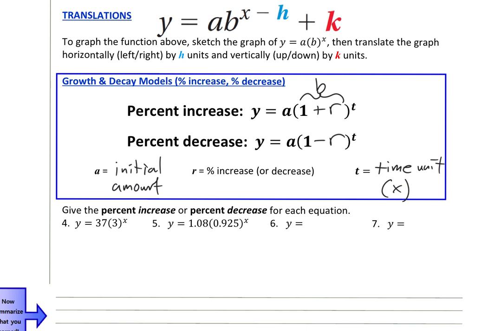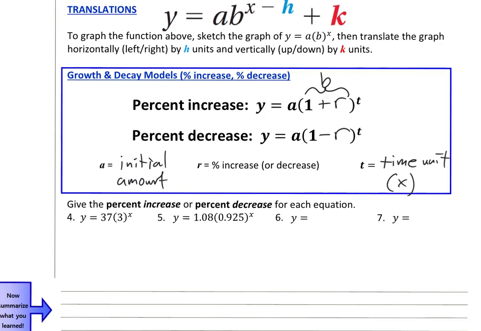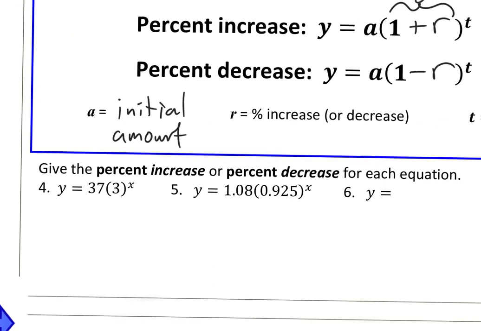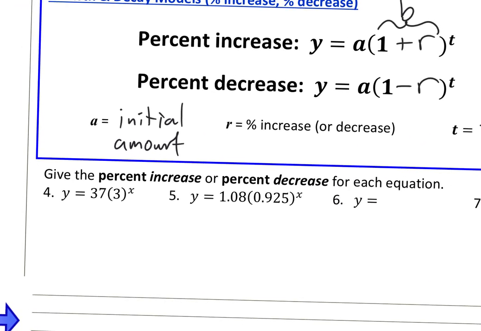So let's give the percent increase or decrease for the following problems. Well, on this one, your b is 3, but remember, you need to break it up as 1 plus something or 1 minus something to figure out what your r is. So if I was to write 3 as 1 plus something, it would actually be 1 plus 2. So 2 is your r. So r equals 2. Therefore, as a percentage, we would say that because it's like 2.0, you're going to move that decimal over 2 spots. And so we would say this is a 200% increase.